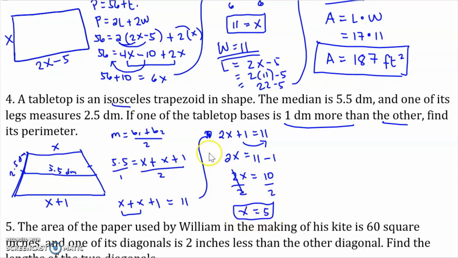Now, ma'am, ito na po ba yung final answer? No. Wait. Hindi pa ito yung ating final answer, that is just the value of x. Ang hinahanap natin is find its perimeter.